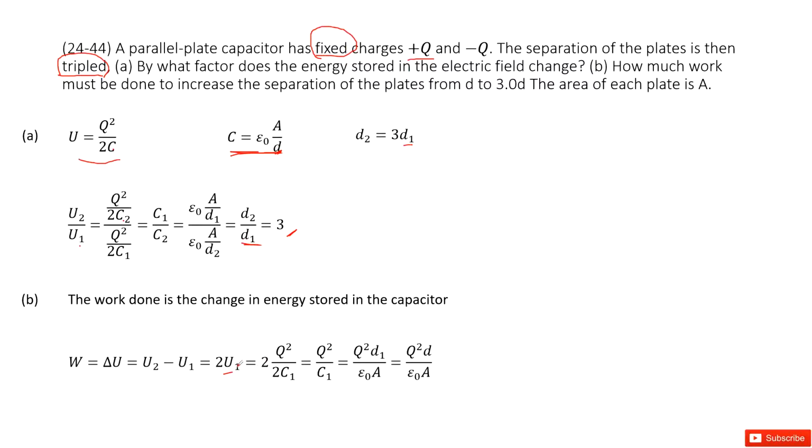It's easy, right? We consider U1 as Q squared, the charge squared, divided by 2 times the capacitance, right? And the capacitance can also be replaced in this formula. Yes. Then we input the capacitance as epsilon naught A divided by D1. Agree? And D1 is just D. So we get it there.